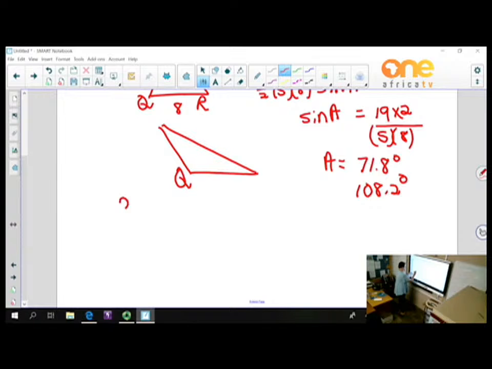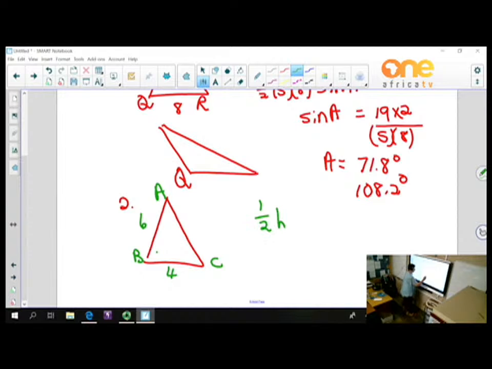Right, number 2, triangle ABC. BC is 4, AB is 6, the area is 11, and we have to find A. Can you see? We have to find that included angle. So the formula is half BC sine A. So it is then a half of 6 times 4 sine A.